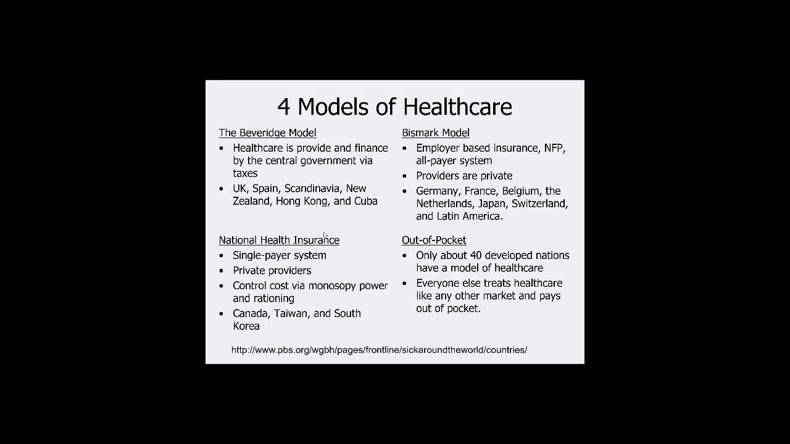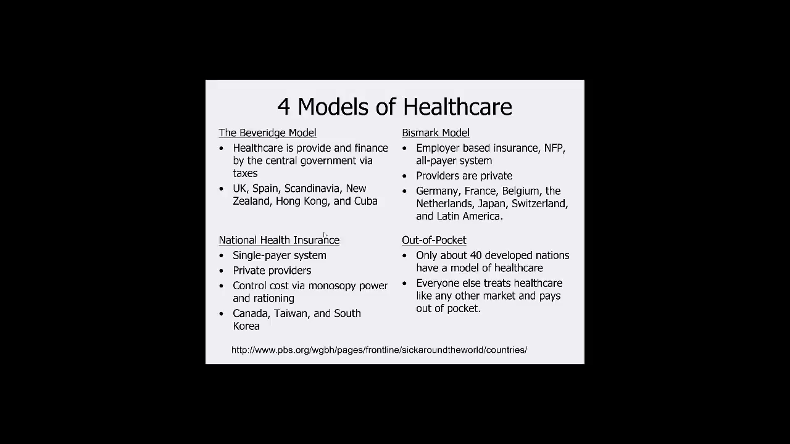The Bismarck system. All right, the Bismarck system is an employer-based insurance system. Providers are private. We see countries like Germany, France, Belgium, the Netherlands, Japan, Switzerland, and Latin America that offer these types. The difference here being that only Switzerland doesn't also provide this kind of public option.